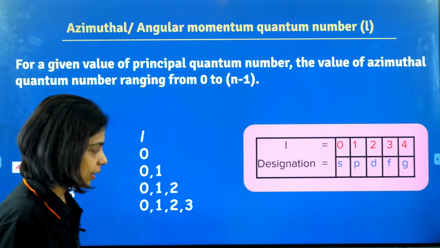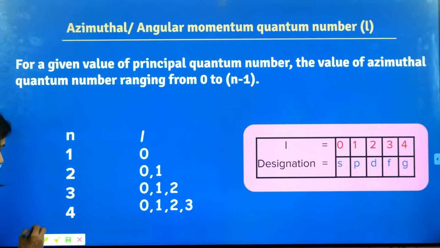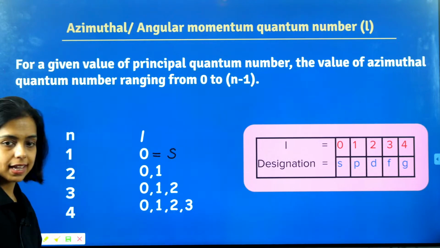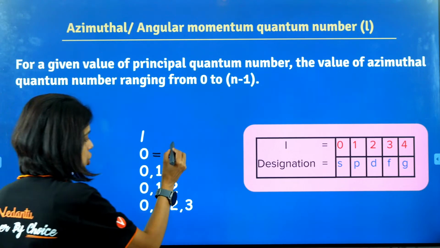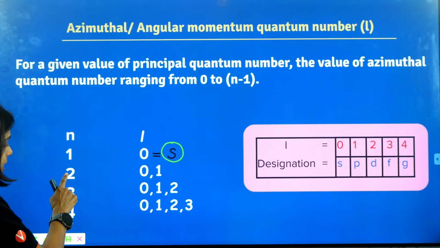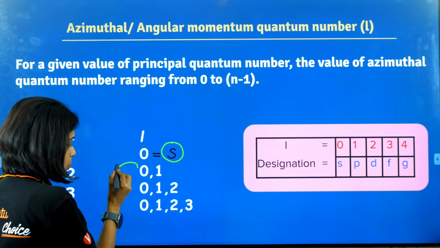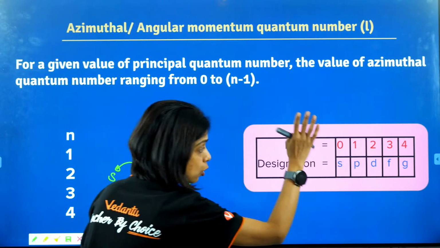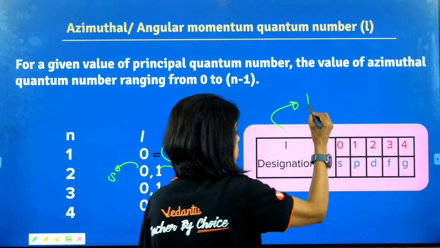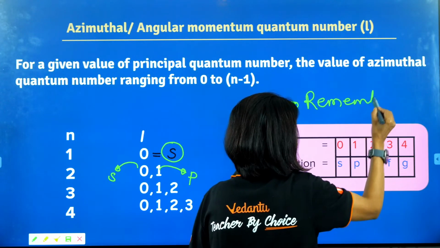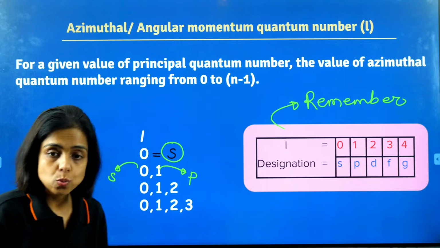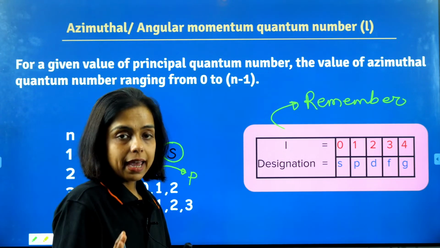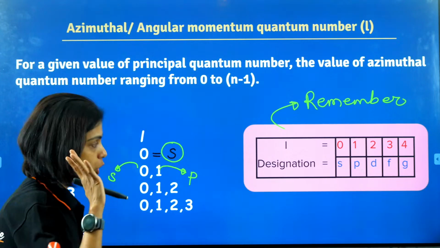So now look here guys, for first shell n equal to 1, l is 0, means in the first shell you have one subshell, that is s, right? So in the first shell you have s subshell. In the second shell I have two values, 0 means s subshell, l value 1 corresponds to p subshell. You can see the table here guys, and you have to keep in mind, remember, if l value is 0, then it represents which subshell? s. If l value is 1, that means p. If l value is 2, that means d. If l value is 3, that is f subshell. Got it guys?